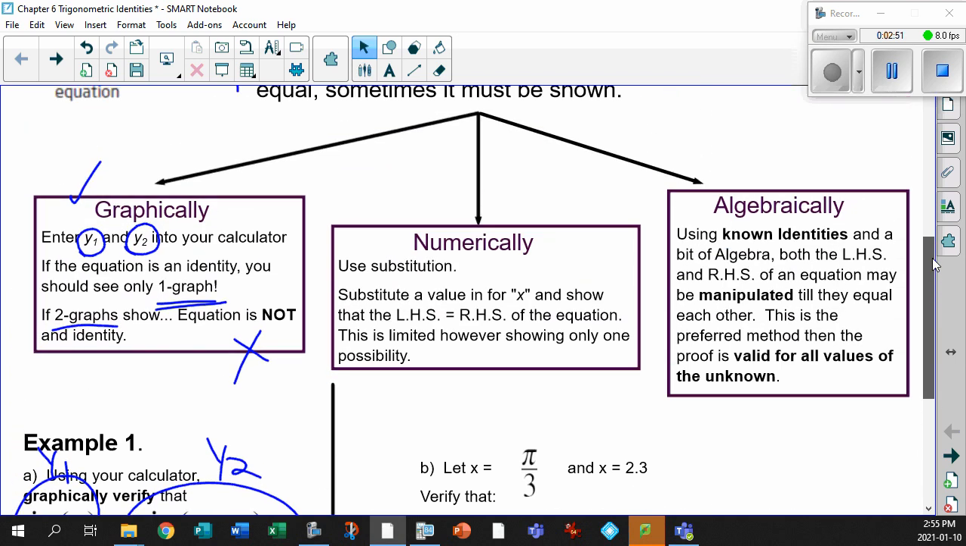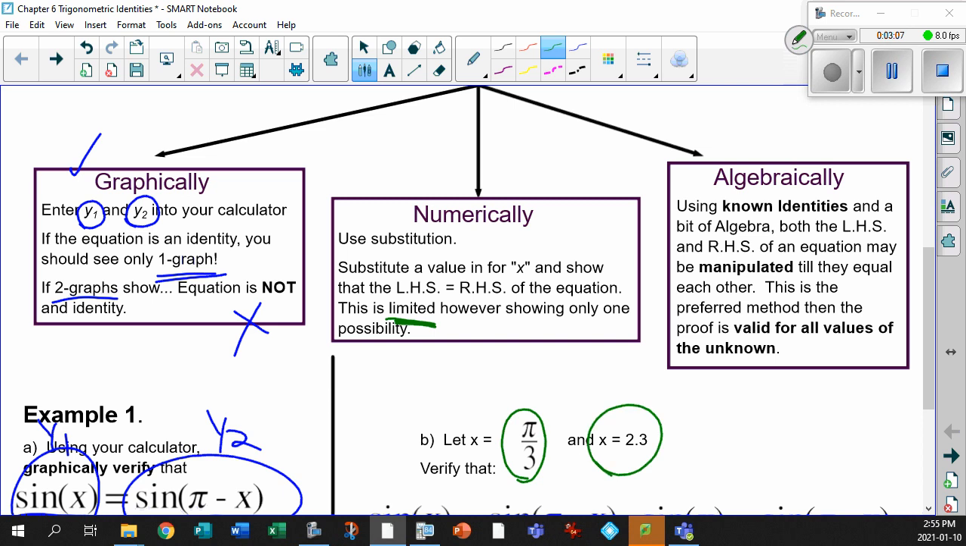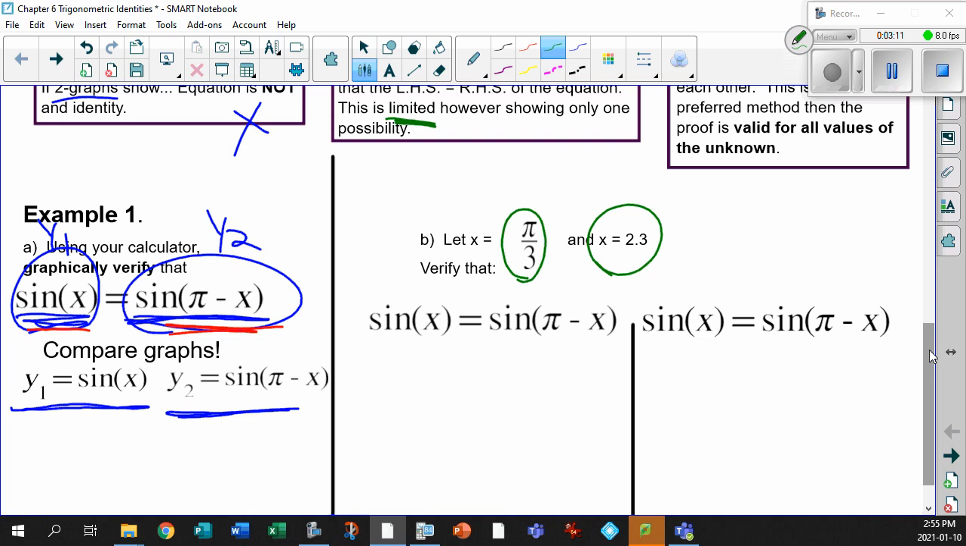Another way of kind of proving it, but it will only be limited to the choice that you make. Well, what do I mean by that? For example, look, if I let x equal pi over 3, or let x equal 2.3, I want to verify that my left-hand side equals my right-hand side. Let's try it first with pi over 3.